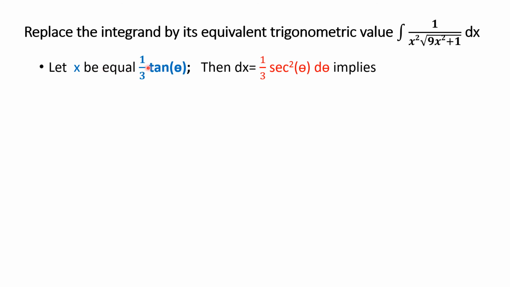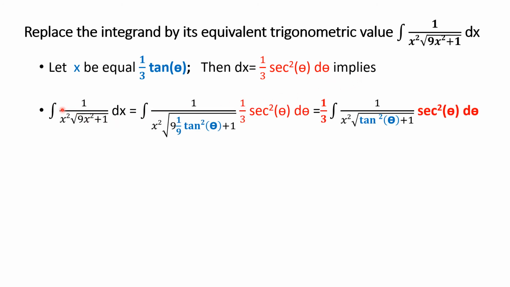If x is equal to 1 over 3 tan theta, let's do the derivative of both sides. So dx will be equal to 1 over 3 sec square theta d theta. This implies the following. The integration of 1 divided by x square, square root of 9x square plus 1 dx equals to integration. We're going to leave x square as it is for now.